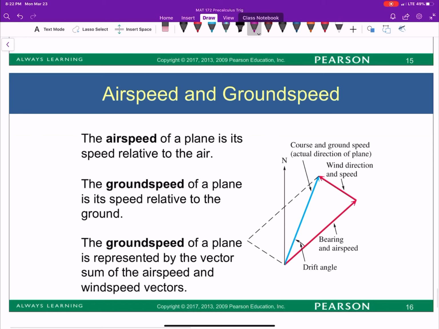So looking at airspeed and ground speed. We're not going to do much of this. I'm just going to give you the definition. The airspeed of a plane is its speed relative to the air. The ground speed of a plane is the speed relative to the ground. So the ground speed of a plane is represented by the vector sum of the airspeed and the wind speed vector. We're not going to do much with this, but I'm just giving you the definition.